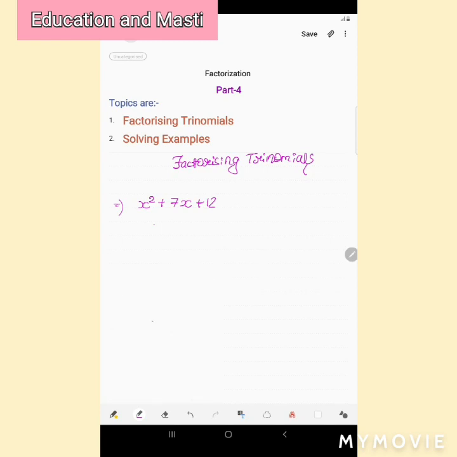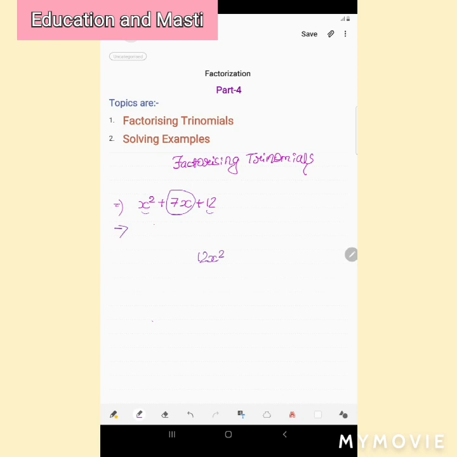So how will we factorize these trinomials? We have to follow some steps. Number one is that we have to find a pair of factors of 12 such that their product is 12 and their sum is 7. Understand? Here, when we multiply x square and 12, what will we get? 12x square. And after that, I have to bring 7x.